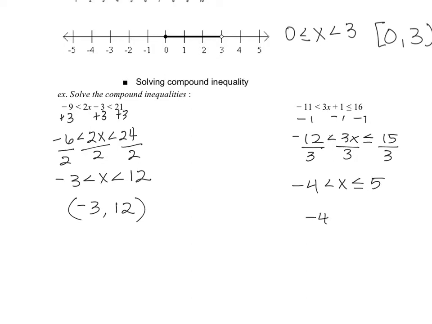So again, my numbers are going to be inside my interval. I have a strictly greater than with a negative 4, so it gets a parenthesis, and a less than or equal to with the 5, which means it gets a bracket. So with compound inequalities, we can have mixed brackets, we can have the same brackets. It really just depends on how it's written.